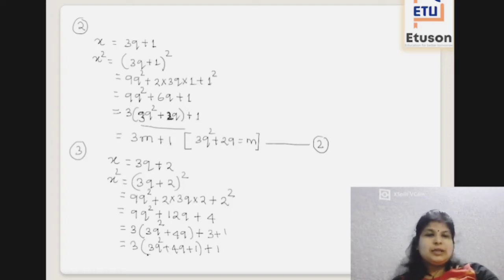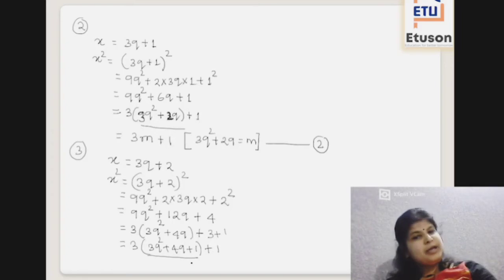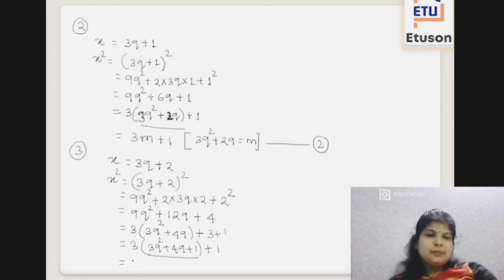Correct. So now this term can be written as m again. So now for this particular expression I am writing m. So in that case again your x square is represented in the form of 3m plus 1. So here what you have done exactly? Actually you have taken 3q square plus 4q plus 1 is equal to m. After taking that only you have got x square is equal to 3m plus 1. So this is your third case.